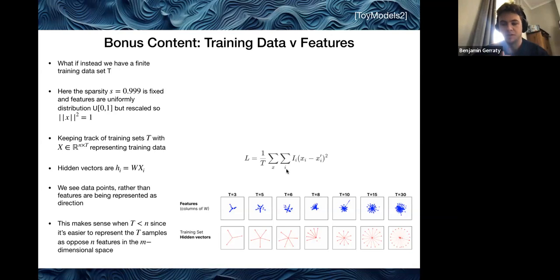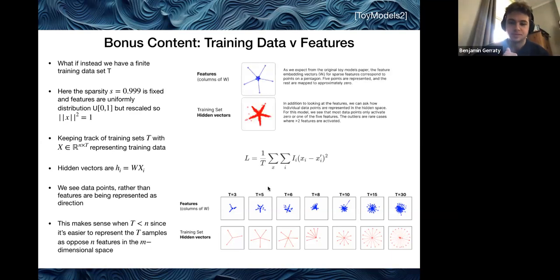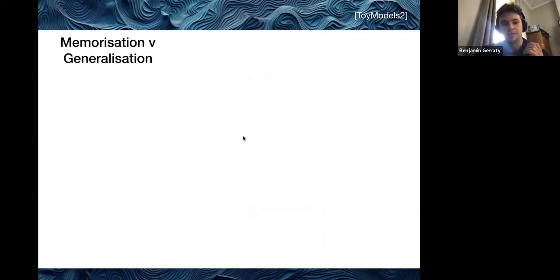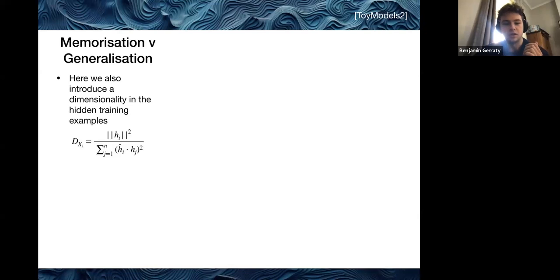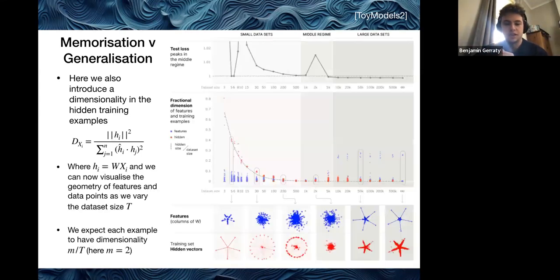And the loss we're using for this one, from Anthropic, is a sum over the features and the sum or integral over each single feature, and then we divide by the data set size T. So you can think of the features again as a column of W and these h_i as the data we drew from. And what we see is, if we plot the dimensionality of the hidden vectors, like we plotted the dimensionality of the features earlier, we get this interesting plot here.